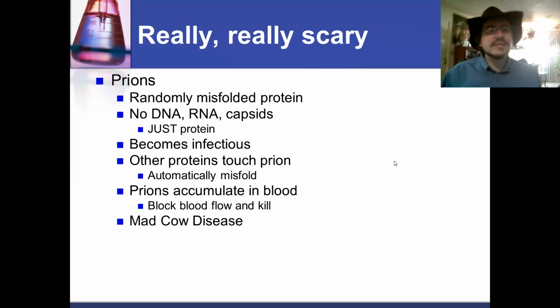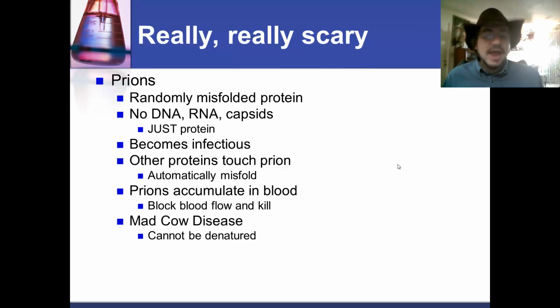Mad cow disease is an example of a cow prion disease. It's in cows. However, remember how I said a prion protein that hits any other protein causes it to become a prion? If you eat cow meat that happens to have a prion in it, you get the prion disease and you're gonna die.